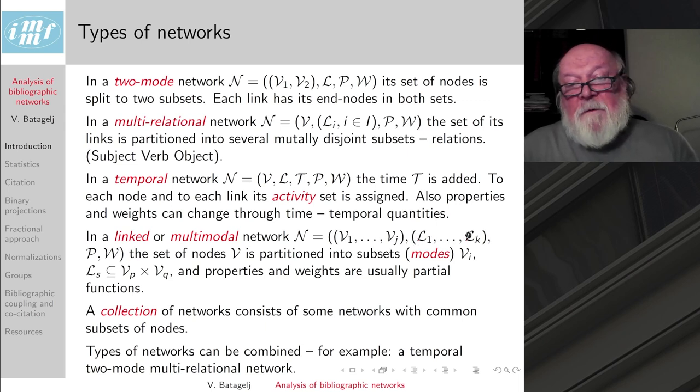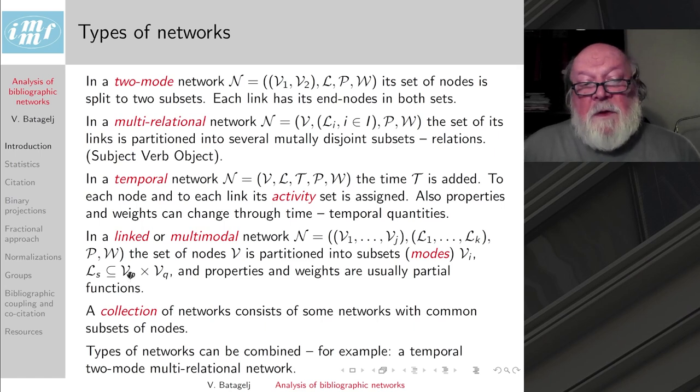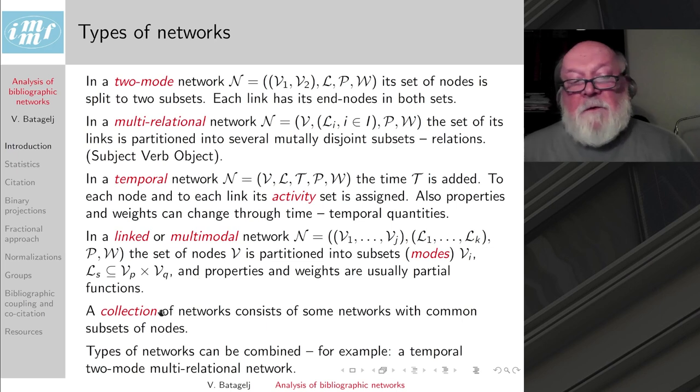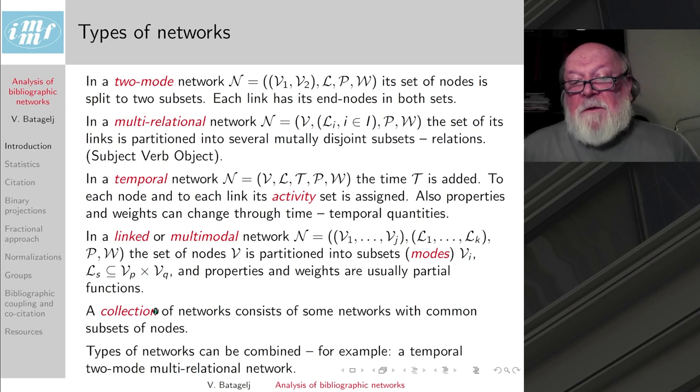Now, if we have such a linked or multimodal network, it can be decomposed to one mode and two mode networks for each of these relations, and what we get is a so-called collection of networks. And we will see that, for instance, in analysis of bibliographic networks, this is the case. Also, these types of networks can be combined. So for example, we can speak about temporal, two-mode, multi-relational network.